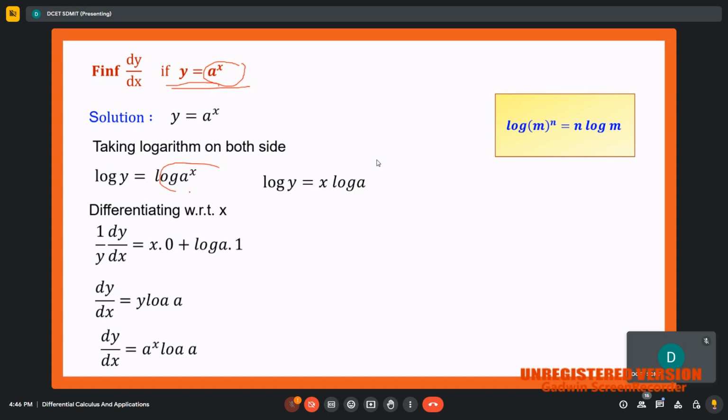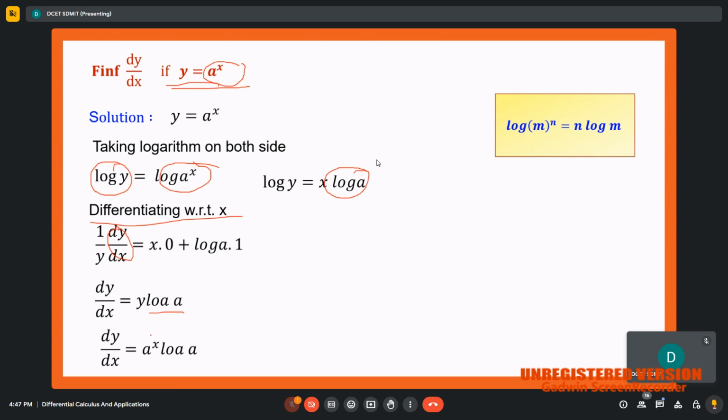Okay. Differentiating with respect to x here, that is 1 by y into dy by dx equal to x here. X is constant. What is the differentiation of log a? 0. Plus log a is constant. Differentiation of x is what? 1. 0 into anything equal to 0. So dy by dx is equal to y into log a.